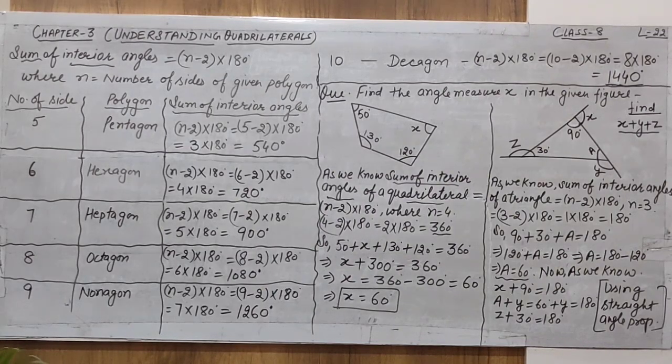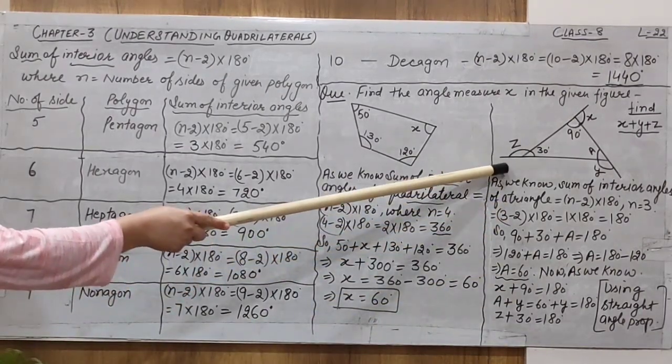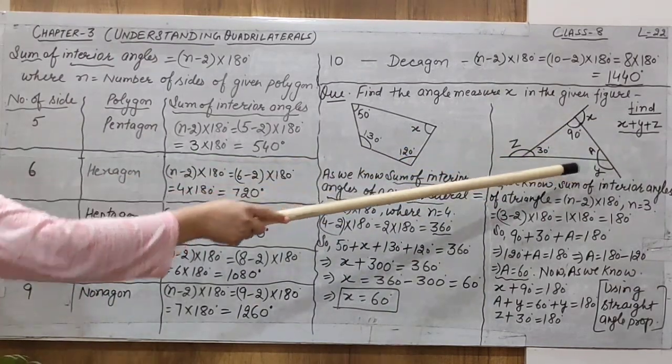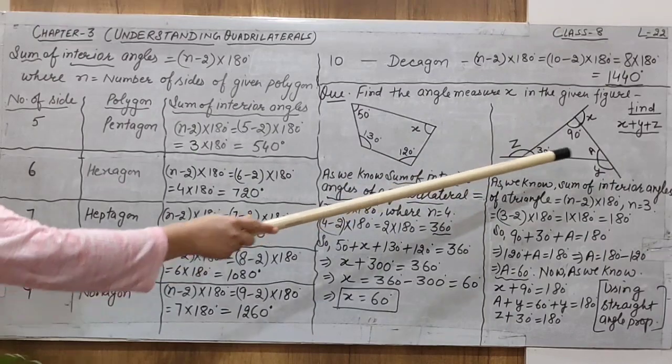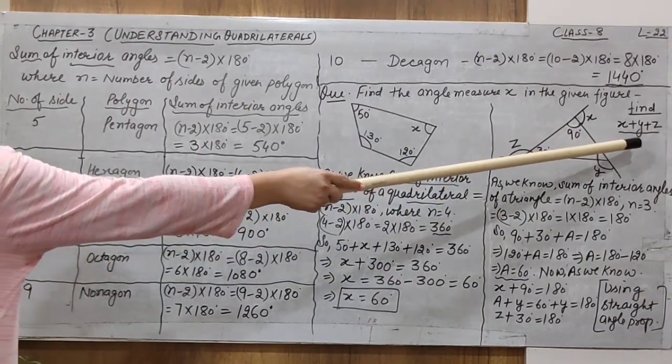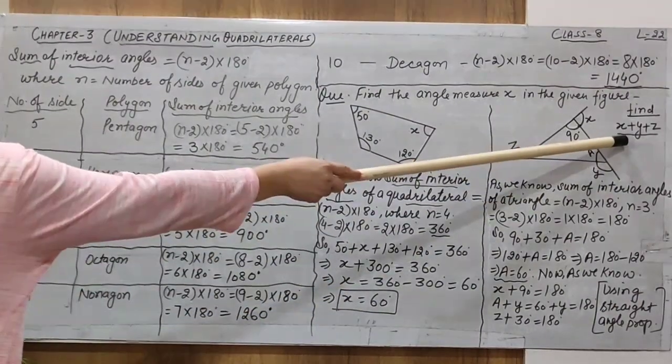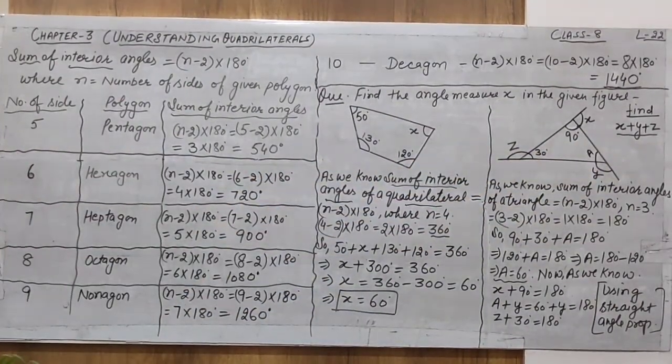Alright, next question. In this question, as you can see, we have to find the values of x, y and z, because we have to find the value of x plus y plus z, that is the total sum of these three angles.